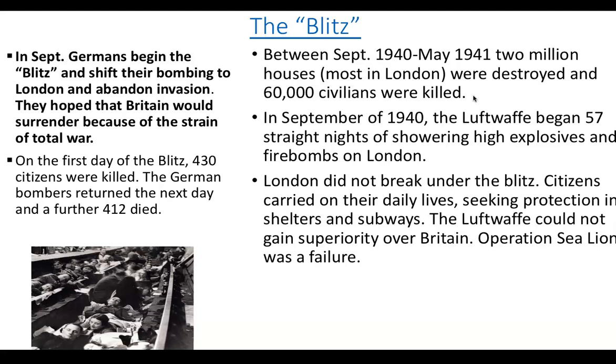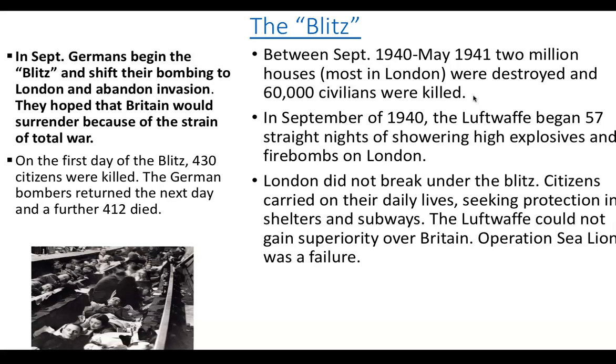So they're killing rich, poor, old, young, kids, aristocrats, people who are wealthy, nobility in England, anyone and everyone. The goal was perhaps people will get so depressed that they'll ask Winston Churchill if they can surrender, if they can give up, because they can't take the strain of total war.